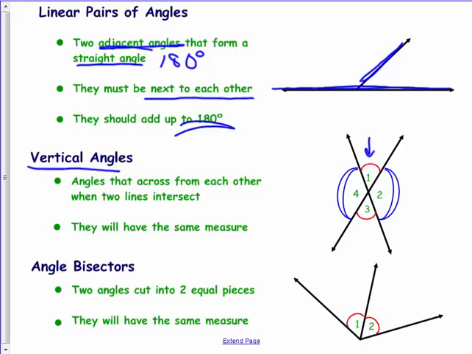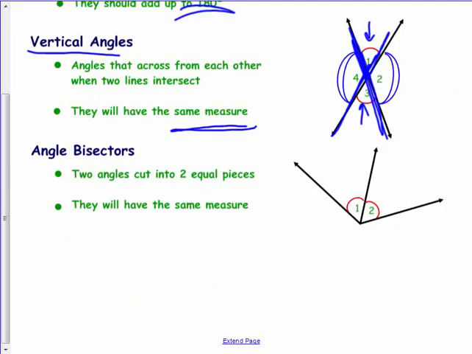Vertical angles. Vertical angles are across from each other. They share a vertex and two rays there, or two lines. So we have the ray there, they make lines there. So angle 1 and angle 3 are considered vertical. Angle 4 and angle 2 are vertical as well. Angle bisector. To bisect means to cut in half, in two equal pieces. So angle 1 and angle 2 have the same measure.